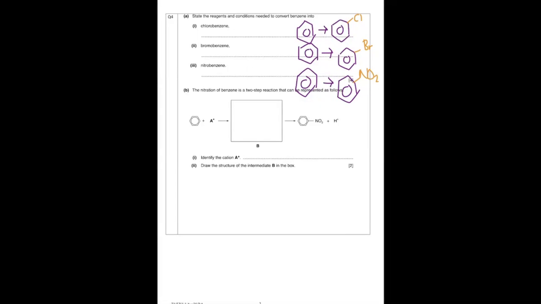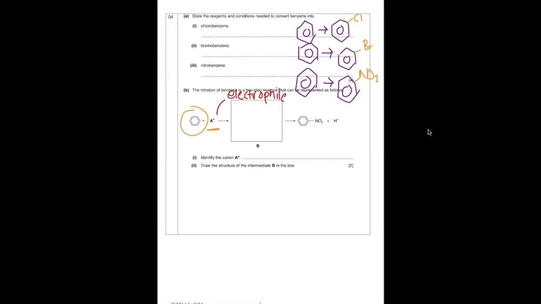The next one is showing you the mechanism of benzene. The nitration of benzene can be represented as follows. So you have the benzene ring and then that A plus. That A plus is actually your electrophile. In the exam, maybe right now it's easy to see that obviously A plus is my electrophile, but in the exam it may not be as easy.